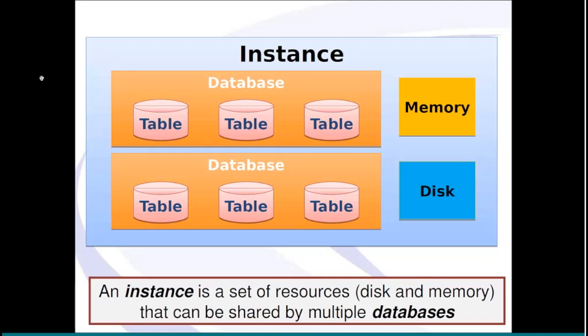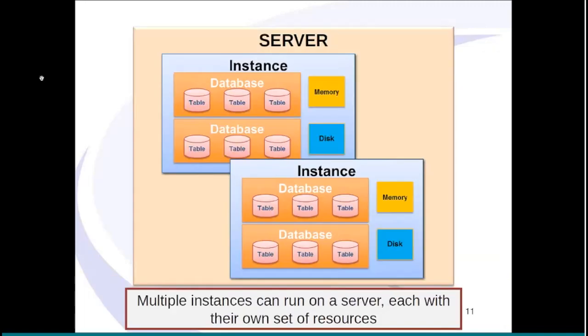Also note, inside the instance, it has its own separate memory and disk, so that'll be separate from any other instances you're running. However, all the tables and databases share that memory pool and the disk is available. So on your server, you could have two instances, each with their own databases, and each of those databases with their own tables. And each of those instances also has their own memory and disk pools.